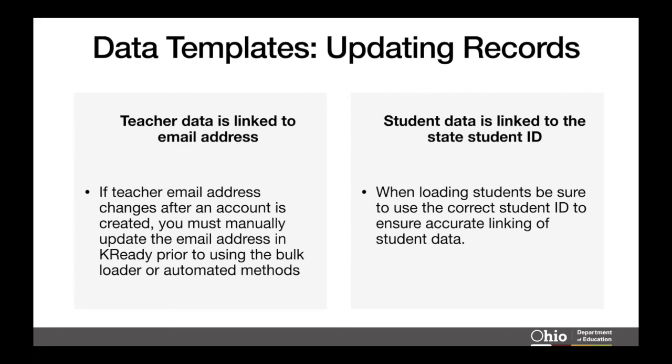So for instance, if a teacher, again, has a name change over, let's say, the winter break and it's now spring, and you need to update that information, you'll need to do that manually before, say, for instance, you run the new enrollments in the bulk loader so that there isn't an error or a mistake with the upload. Likewise, when loading students, you need to be sure that you're using the correct student ID to ensure that there's an accurate link of that student's data.